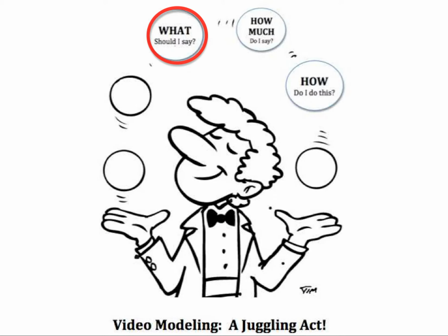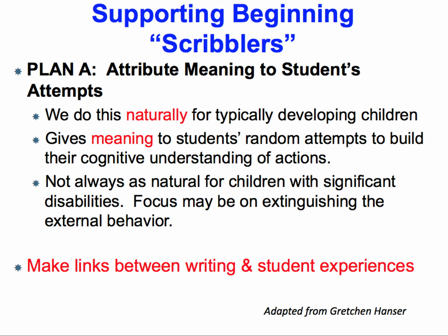So I'm going to start out with what? What should we say when we're doing this activity? Well, when we're supporting beginning scribblers, plan A is that we're going to attribute meaning. And so we do this very typically naturally for our typically developing children. So they've done the scribbling and something kind of looks like an M, it's M-ish. And so we go, oh my gosh, that looks like an M. I wonder if you were writing an M for mommy.